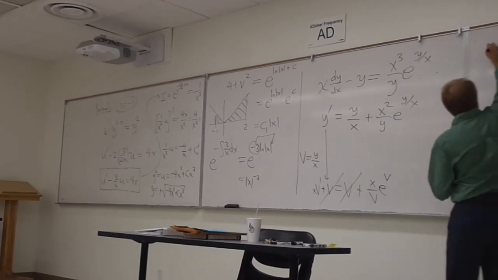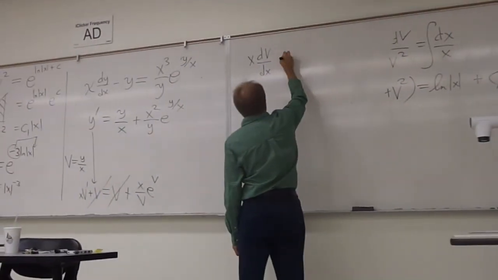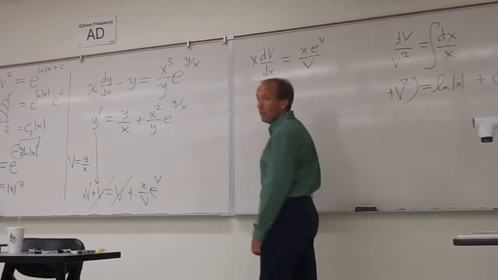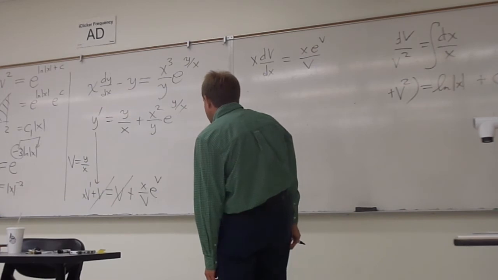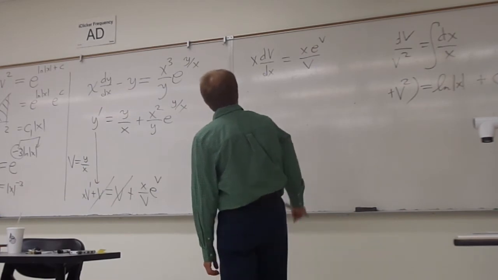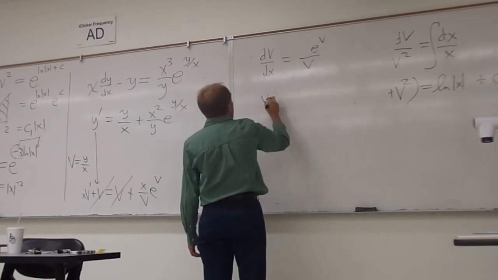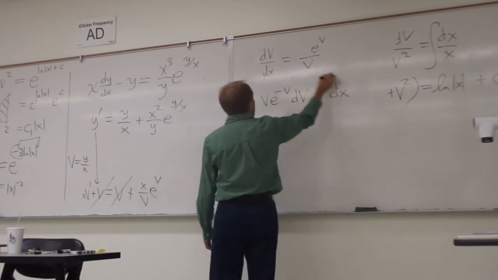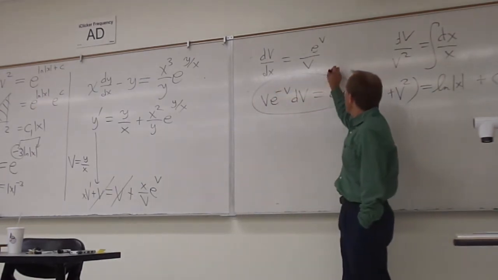If we rewrite the v prime as dv over dx, it equals x e to the v over v. So in separating, is that right? Oh, the x's actually cancel too? Yes. Oh my word! So the x's are actually gone as well. So it's actually just v e to the negative v dv equals dx. There you go. Okay, that got a lot easier. And this, of course, is easy to integrate.